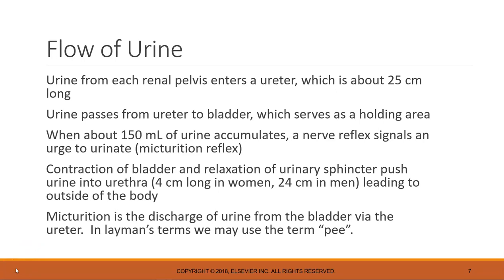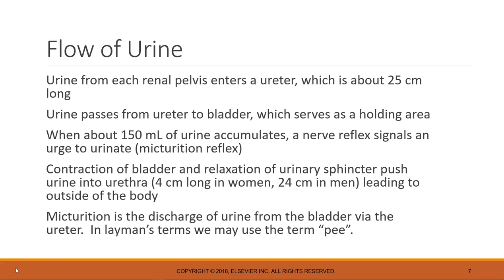Urine flows from each renal pelvis and enters a ureter, which is about 25 centimeters long. The urine then passes from the ureter to the bladder, which serves as the holding area. And when about 150 mL of urine accumulates, a nerve reflex signals an urge to urinate. This is called the micturition reflex. Contraction of the bladder and relaxation of the urinary sphincter push urine into the urethra, which is 4 centimeters long in women, 24 centimeters long in men, leading to the outside of the body.